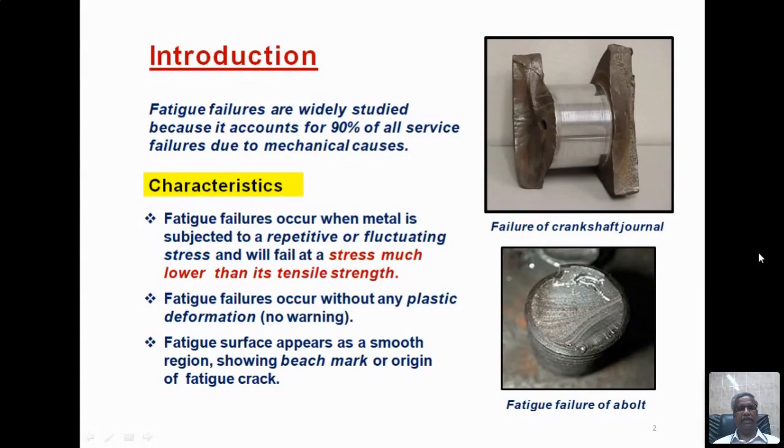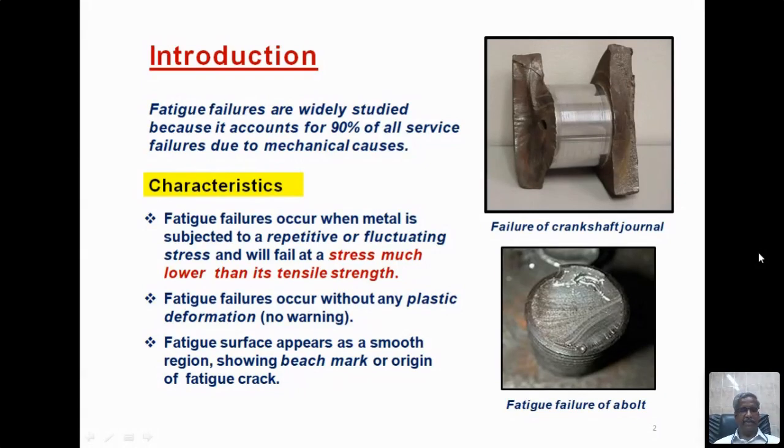That means you are pulling the material. By pulling the material, you are deforming it or straining it. By strain, the material can withstand to a certain extent. Then beyond a certain level, it cannot withstand, and slowly it will go to the failure mode.